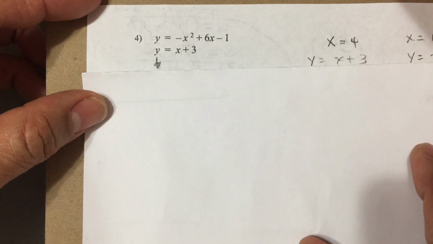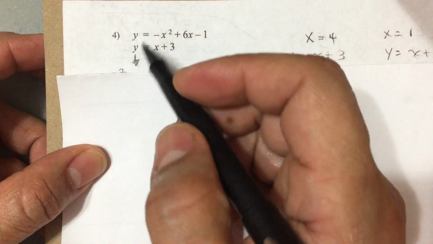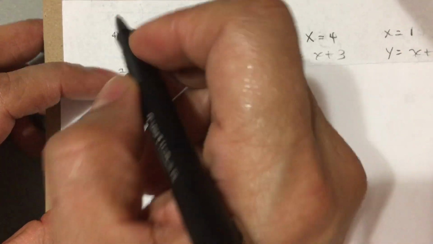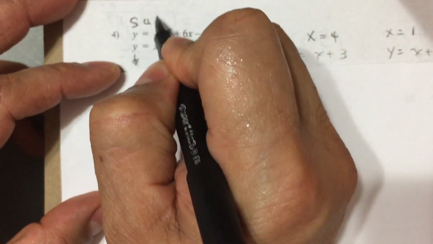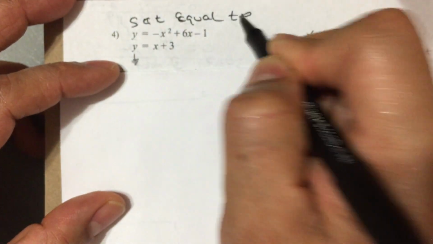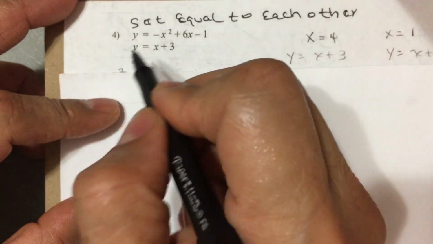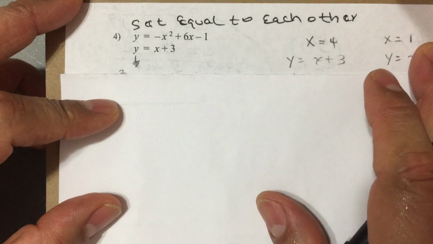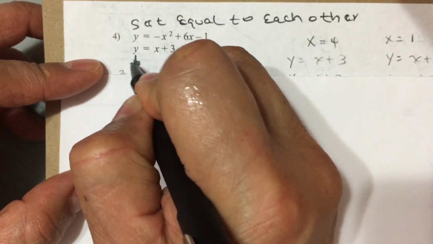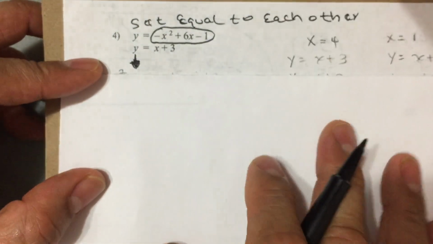Okay, here, if you notice, number 4, both y's are already isolated. So what I'm going to do is set them equal to each other. Remember, set equal to each other, because both y's are already alone, okay? Which is the same thing as substituting this y for this part right here of the first equation.